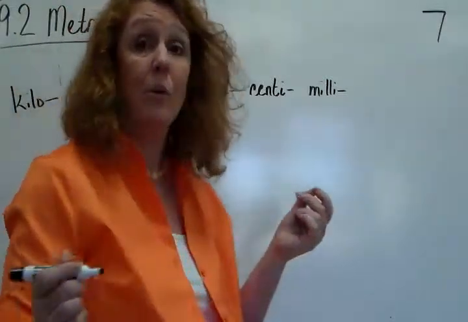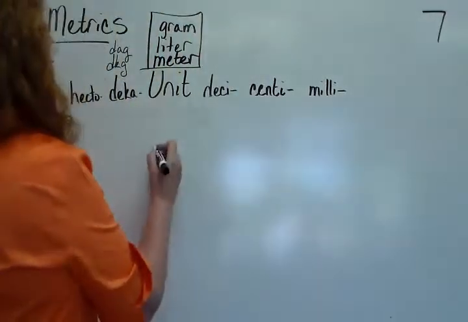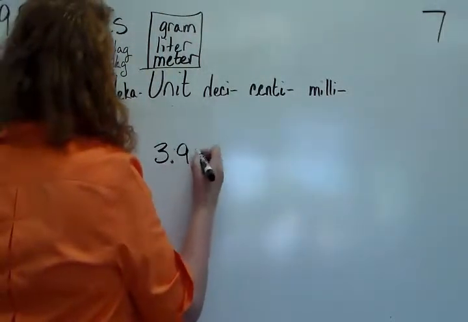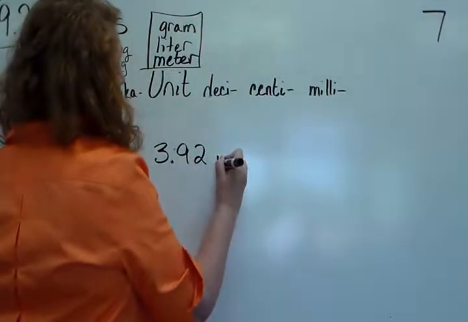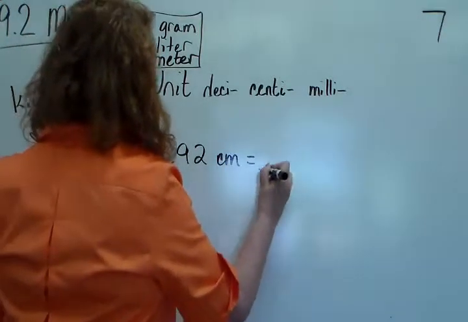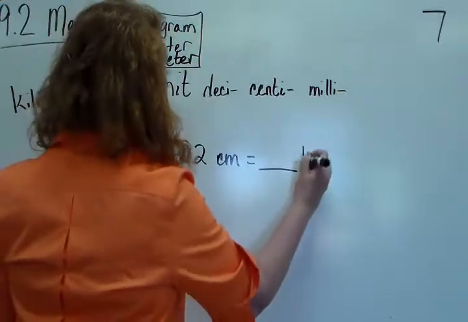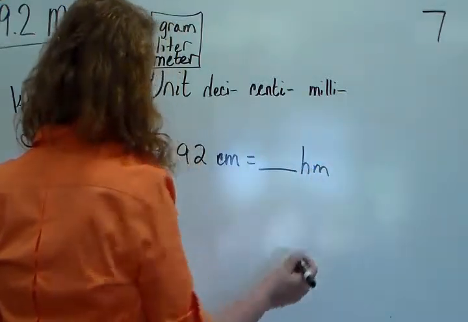Let's do one more big one. What happens if we start with a decimal? Let's do 3.92 centimeters, and that is how many hectometers?